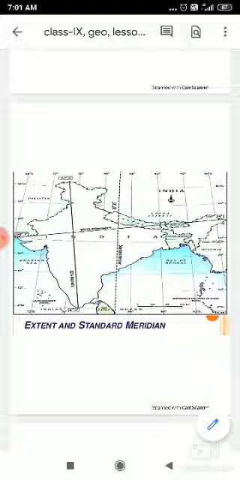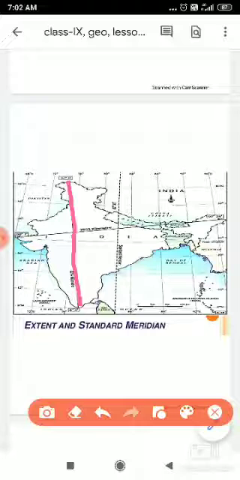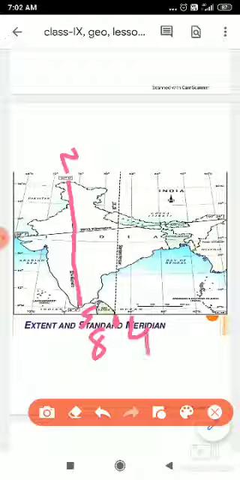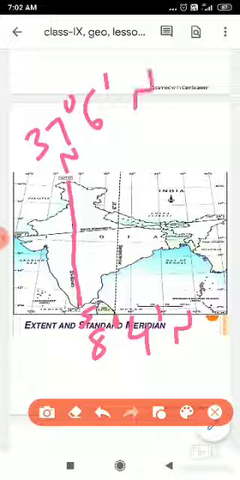Now you can see here the extent and standard meridian. Here it is represented by latitude and longitude. You can see this line that is going from north to south. This is north and this is south, and this is called the latitudinal extent. And what is the latitudinal extent? I have already told you: 8 degree 4 minute north to 37 degree 6 minute north.